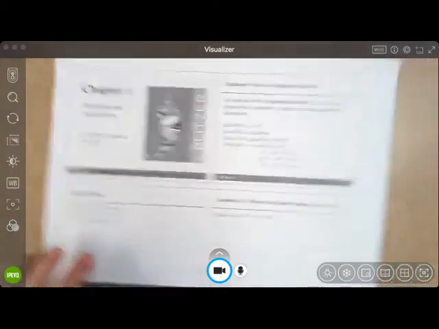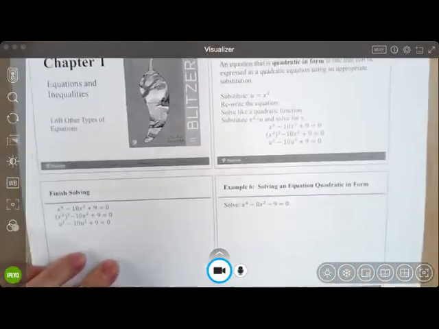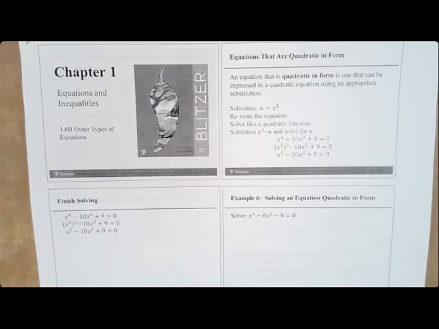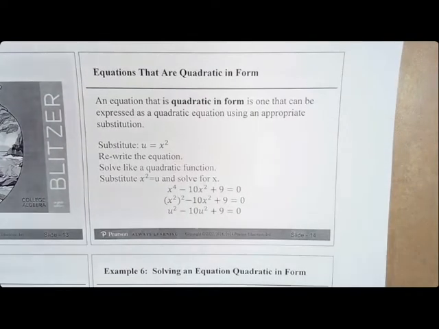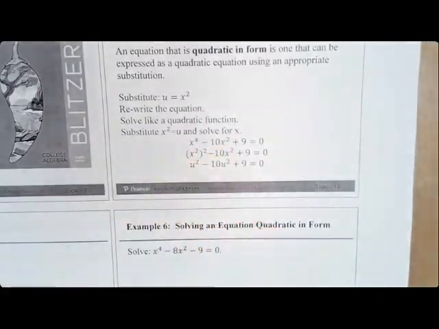Let's look at 1.6b. So we are solving other types of equations. This first one is going to blow your mind. It's pretty exciting. Equations that are quadratic in form. An equation that is quadratic in form is one that can be expressed as a quadratic equation using an appropriate substitution. So here is the type of problem that you'll be seeing.